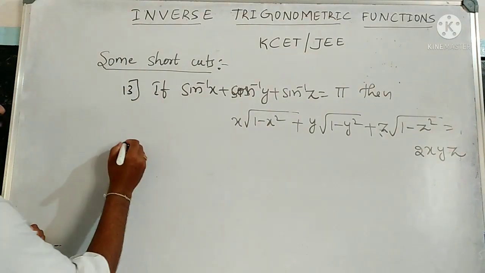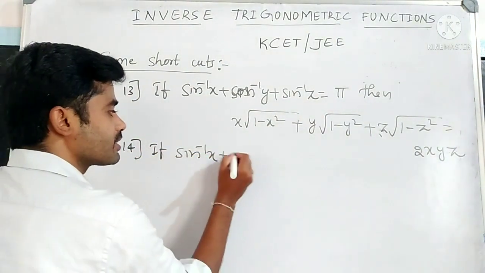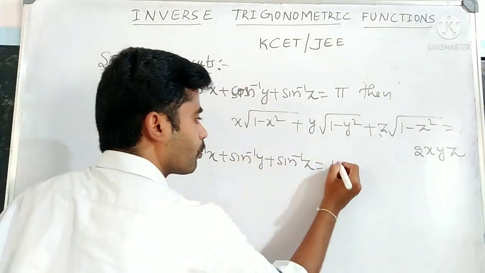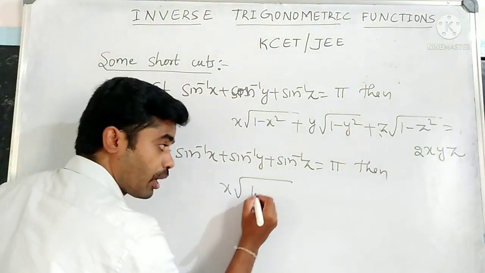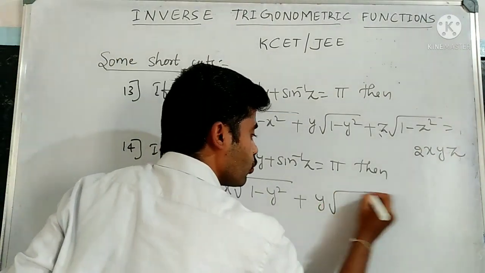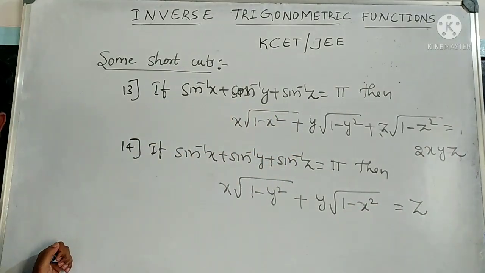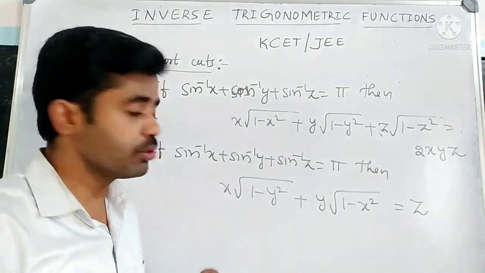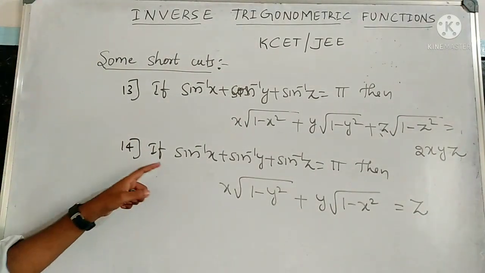In the same way, if sin inverse x plus sin inverse y plus sin inverse z is equal to pi, this also we can write as x into root 1 minus y square plus y into root 1 minus x square is equal to z. Be careful, these are the formulas, these are the shortcuts you will use to solve the problems. Very important, be careful.